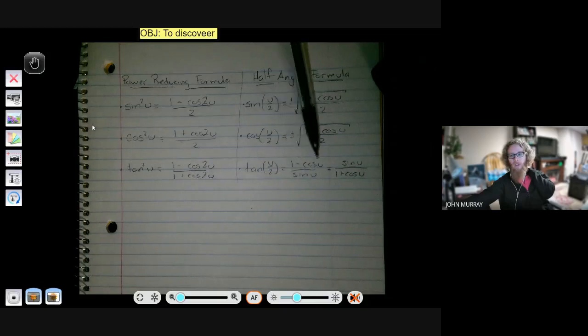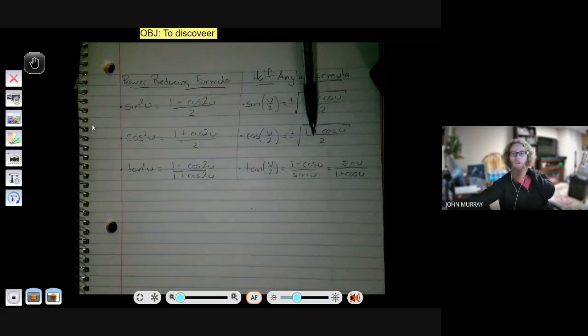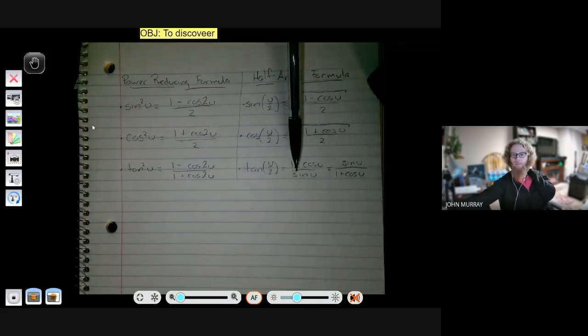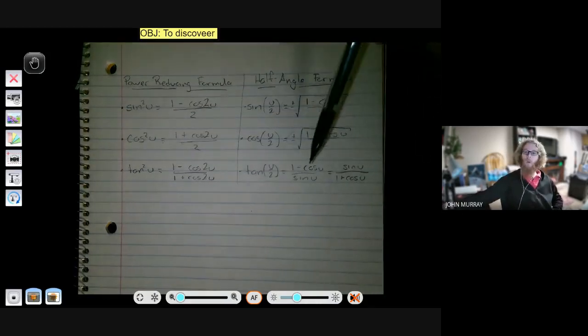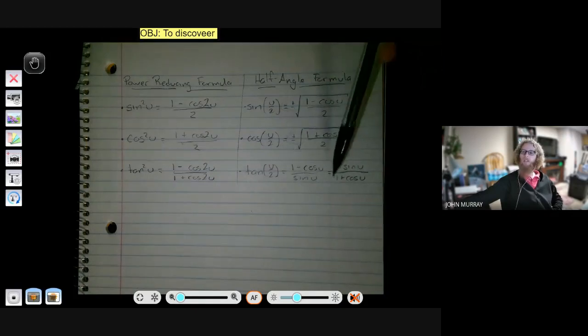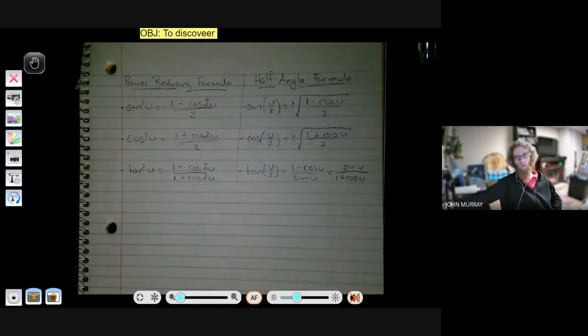And then for tangent of u over 2, we actually get rid of the square root because of the properties of tangent, how it's sine over cosine. So I would be putting these two over each other and simplifying. And we'd end up with 1 minus cosine u over sine u. And then we actually showed way back when we first started all this, through our trig identities, that 1 minus cosine over sine is equal to sine over 1 plus cosine.